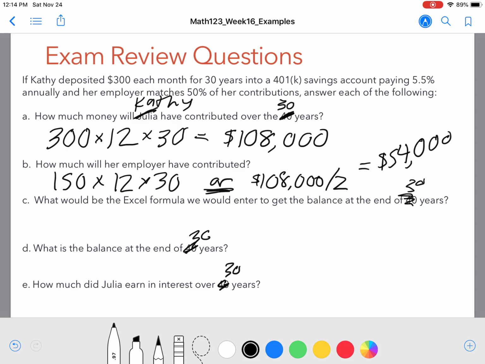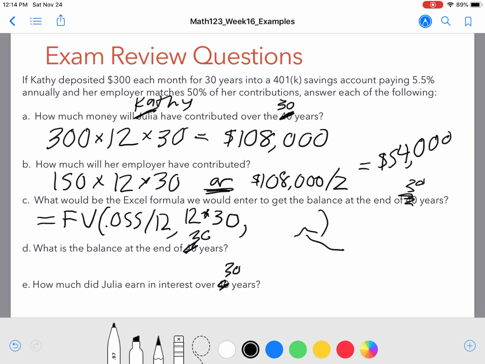So then to figure out the Excel formula, this one's going to be equals FV. FV is always used for future value for 401ks. And we take the APR, which is 0.055, we divide it by 12, we put a comma, we put 12 times the number of years, so it's 12 times 30. And then the last thing, this is always the trickiest, this is going to be the monthly dollars, okay? And it should be the total amount.